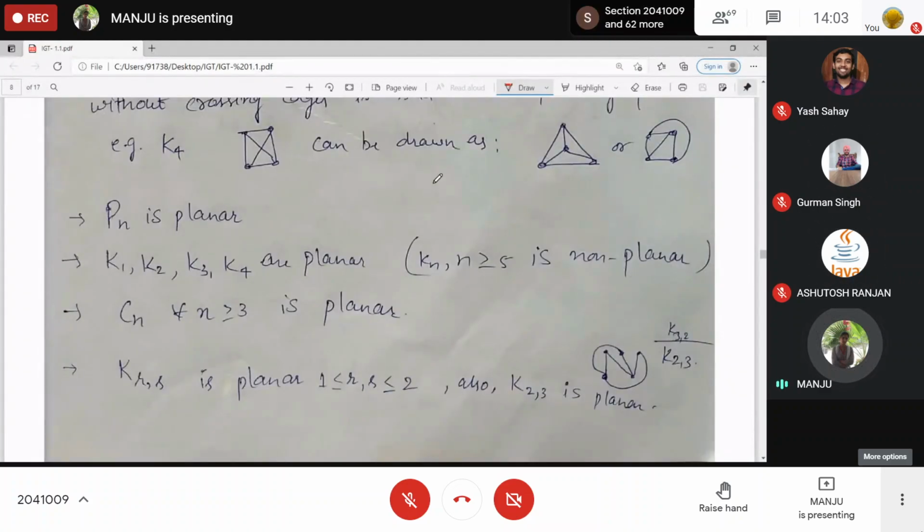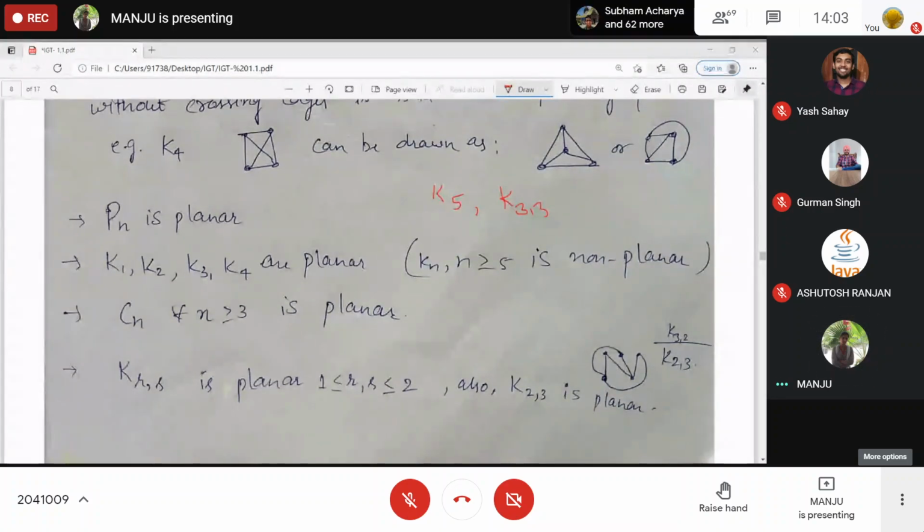Okay. I gave you one exercise, K5 and K3,3. Check whether these are planar or not. Can you say about it? Planar, complete graph, complete bipartite graph. Are these planar? Ma'am, K5 is planar. K5 is planar. Can you draw it in the plane? Yes. Just try it.